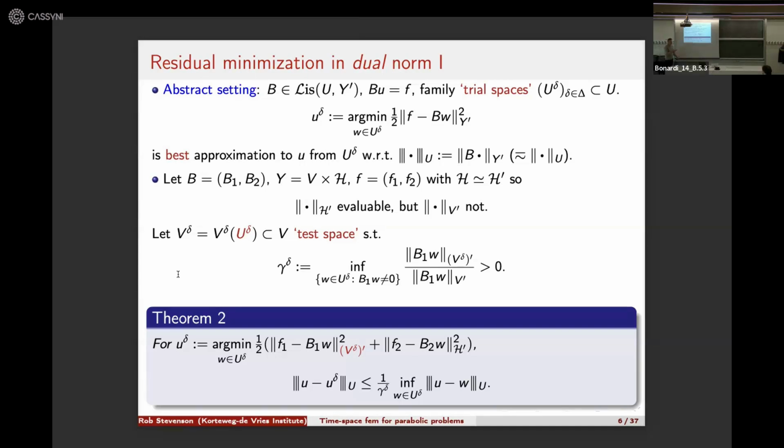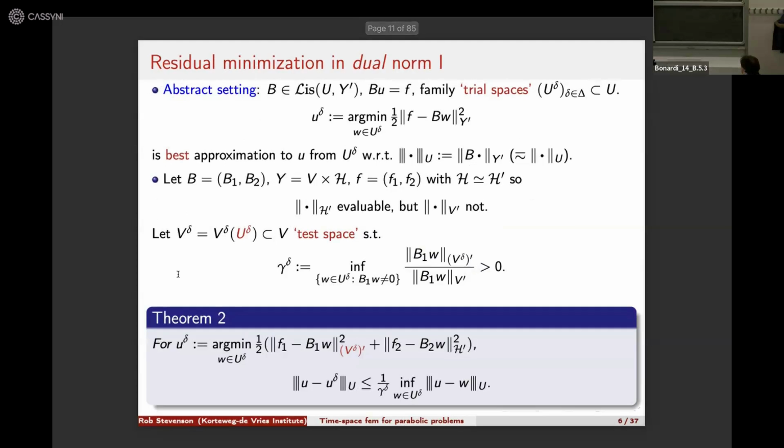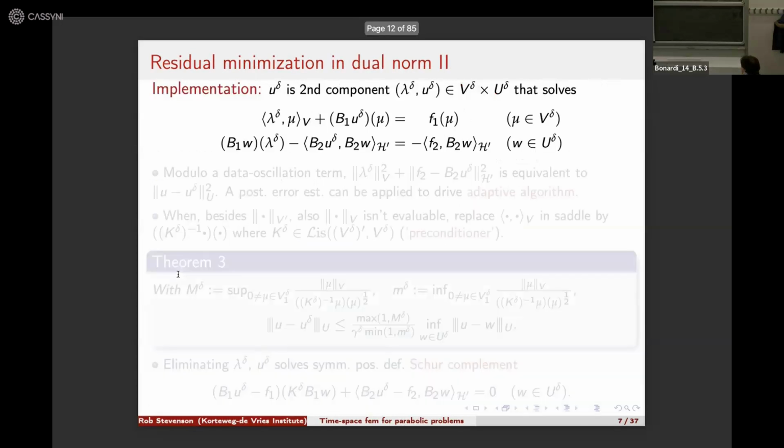How do you do this? Now you can do this. What we will do, we use the Riesz lift of the residual. We introduce it as an additional variable. So this lambda delta is the Riesz lift of this residual. And so if you take this into account, then you can prove, it's not so difficult, that the U delta that minimizes this residual is the same as the second component of the pair that solves this saddle point problem. It's the same thing. It's just an implementation of this minimization process.